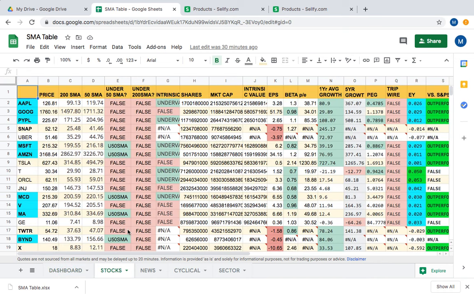Over to our next tab, the stock tab. Now, if you've seen my previous videos, I've done a full in-depth discussion about what this is. You've got a lot of columns with 200-day moving average, 50-day moving average, tells you if it's under or over those, an intrinsic value analysis, earnings per share, volatility value, beta, price to earnings ratio, 1-year growth, 5-year growth, price to earnings over the growth ratio, over growth rate, which is from One Up on Wall Street by Peter Lynch.